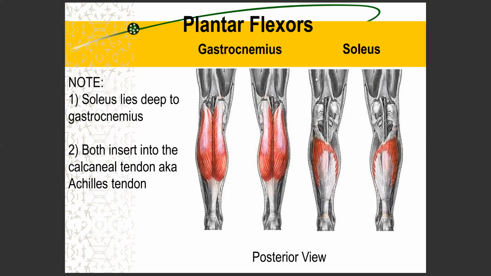For the plantar flexors, there are two muscles, the gastrocnemius and the soleus. Both muscles are present in the calf, just below the knee joint. The important point to note is that the soleus is a deep muscle, while the gastrocnemius is superficial to the soleus, and both insert into the calcaneus tendon, also known as the Achilles tendon. The soleus is a single head muscle, while the gastrocnemius is a double head muscle.